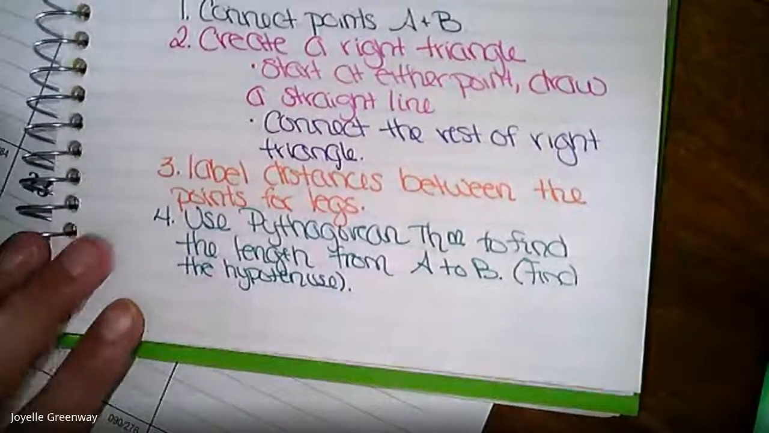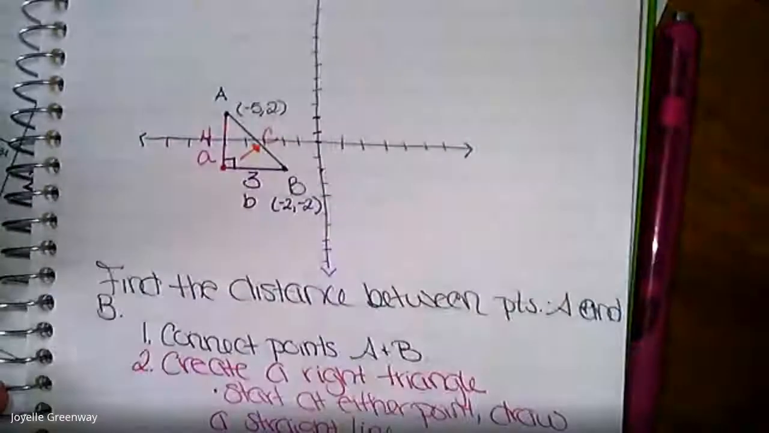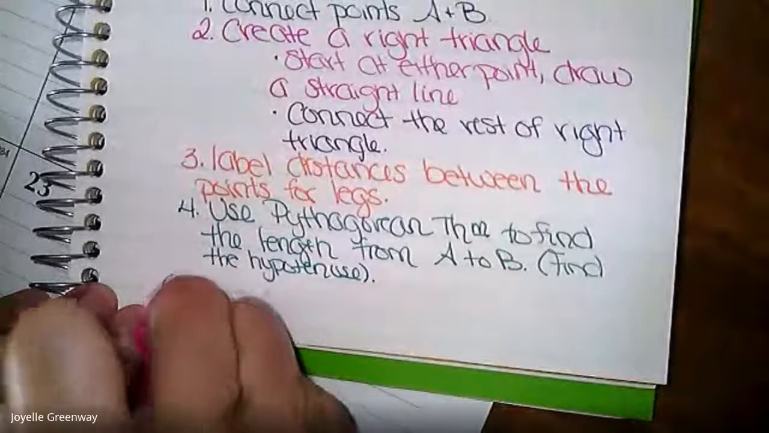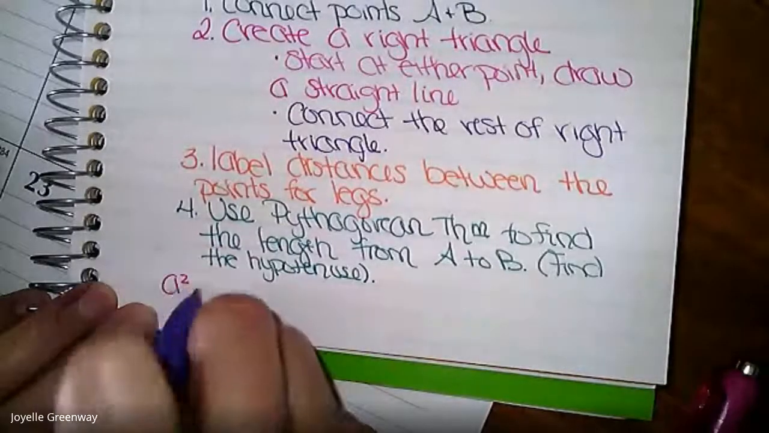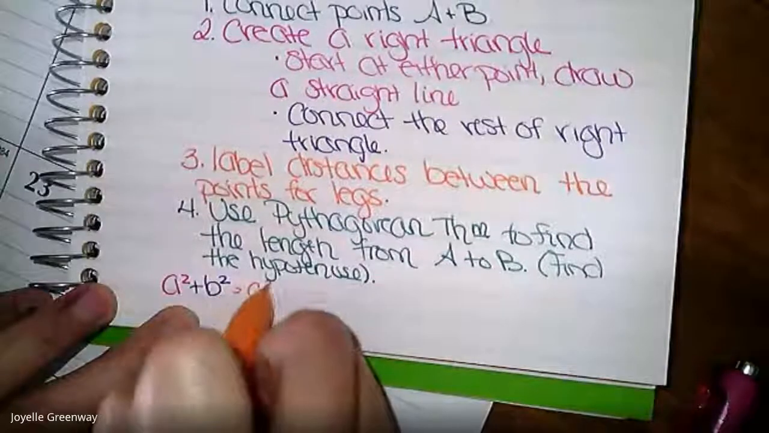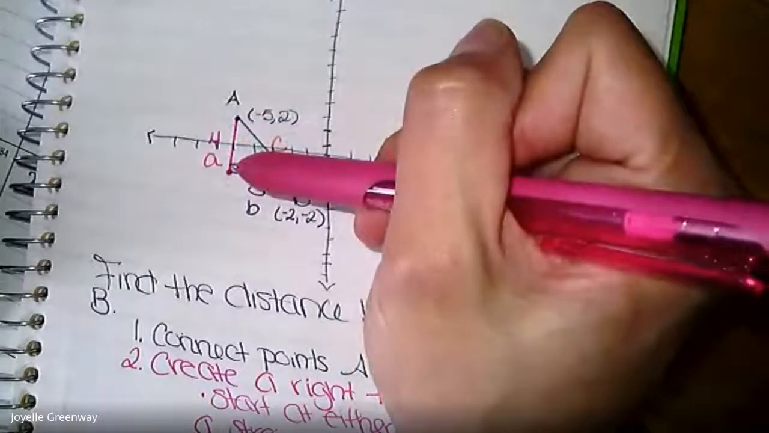So let's remember, I know that this is C, so it doesn't matter if I call this A or B. Our Pythagorean theorem was A squared plus B squared equals C squared. And I know that my length for A is 4, and I know my length for B is 3.